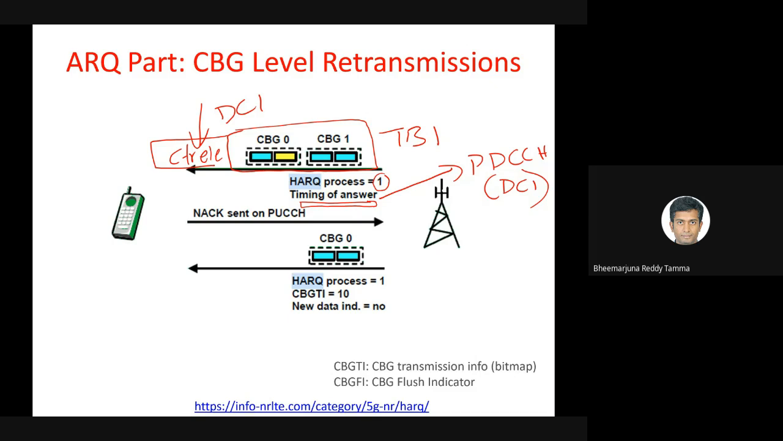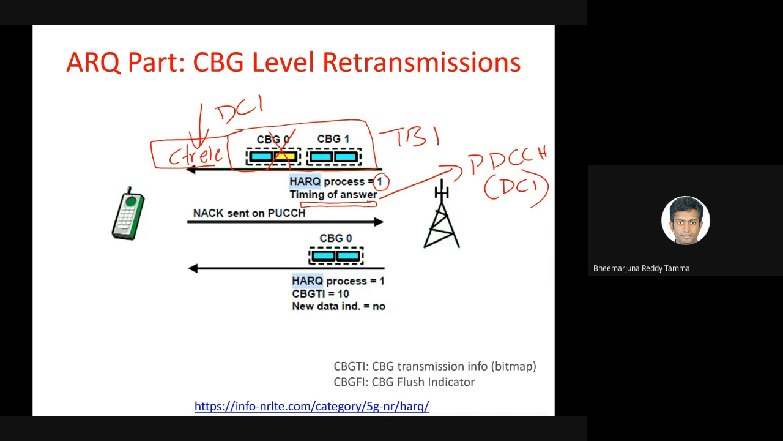Then after receiving the data, the handset has to wait till that particular time slot arrives. In this case, it is saying that I'm unable to successfully receive it. This is the example we are talking about: code block group 0 is lost, or not received successfully. For that reason, it is giving a negative acknowledgement for that particular one on the physical uplink control channel.